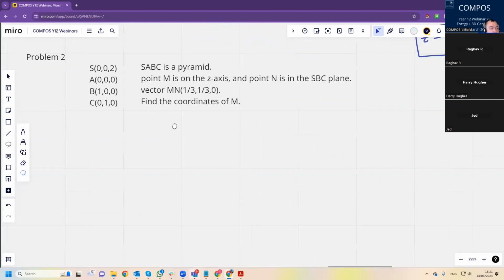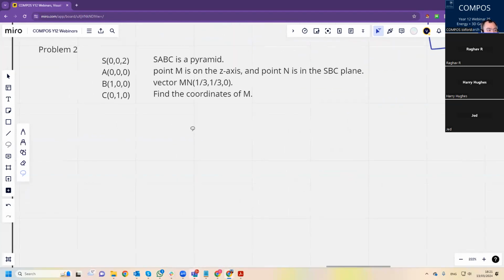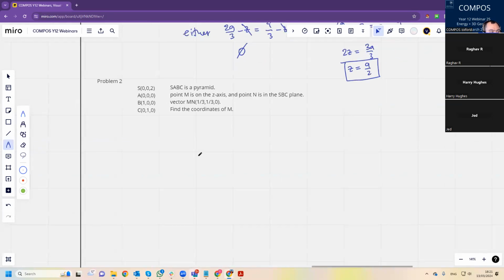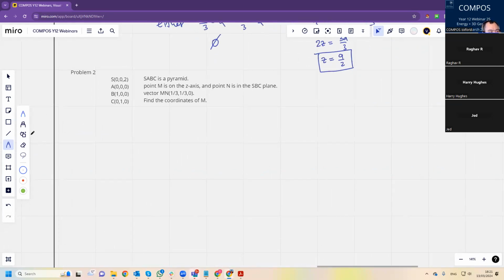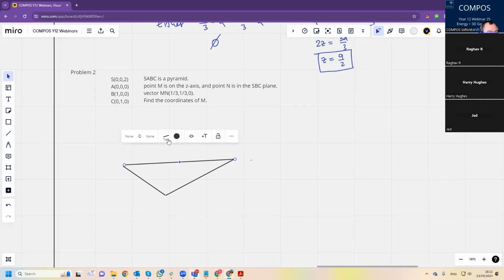Problem 2. So SABC is a pyramid. Point M is on the z-axis, and point N is on the ABC plane, I meant. Oh no, SBC plane. Vector MN is 1/3, 1/3, 0. Find the coordinates of point M. Okay, so would be nice. Well, it's a pyramid, so okay. Pyramid.